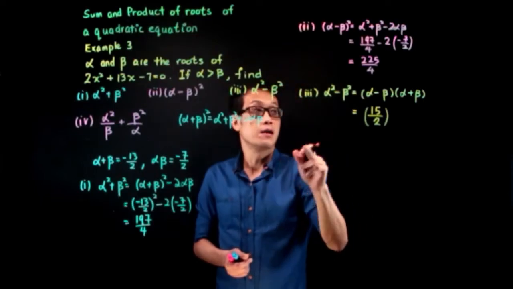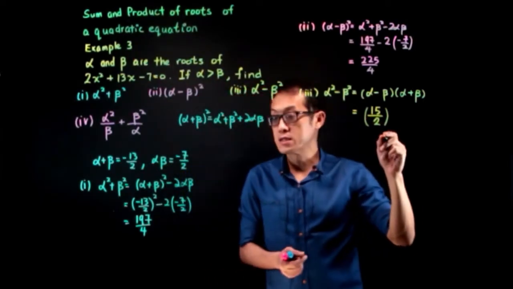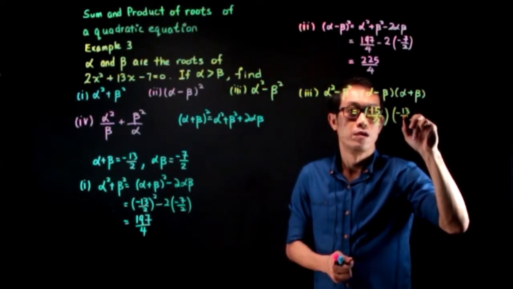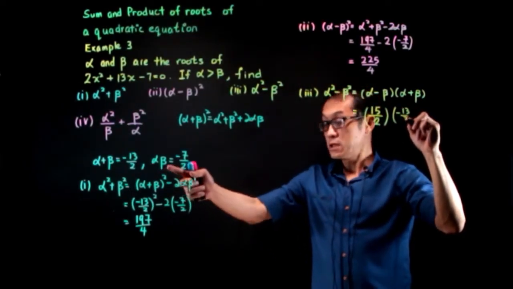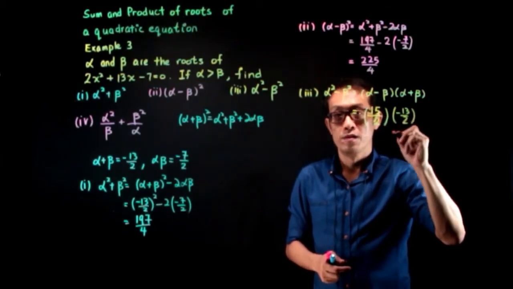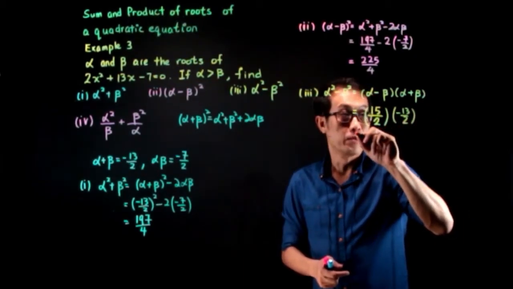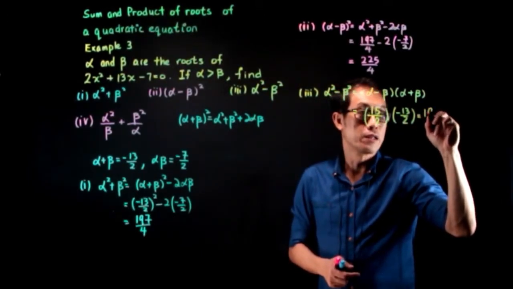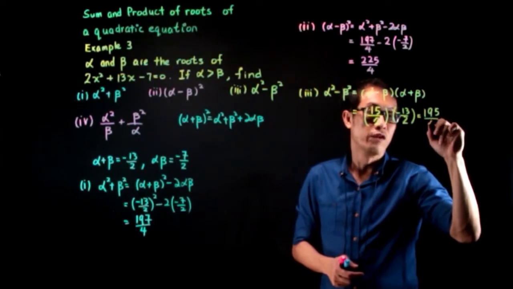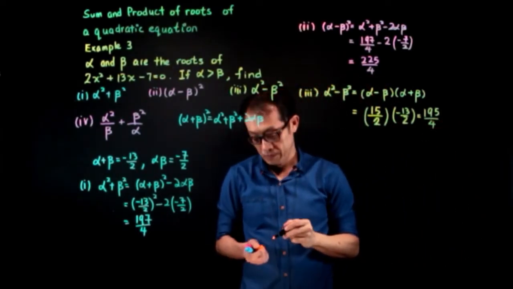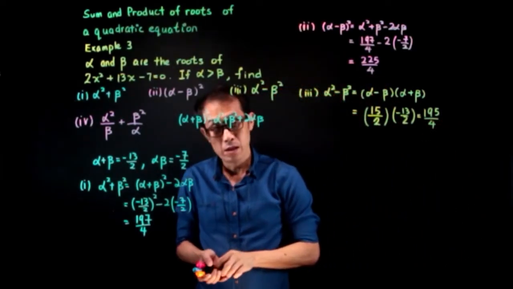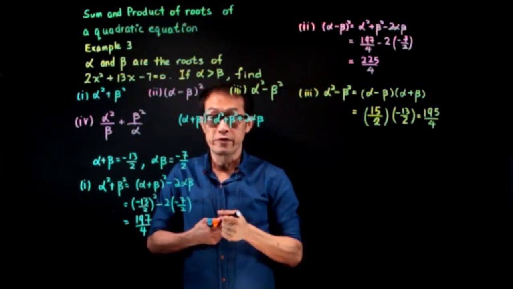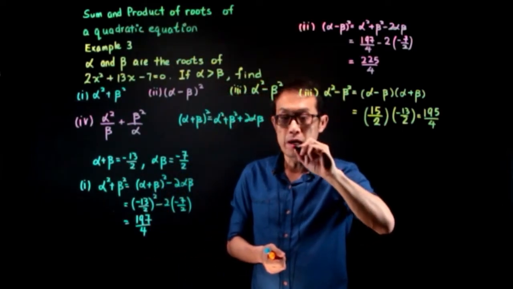Now what is alpha plus beta? Minus 13 over 2. And if you multiply out, you get 195 over 4. Now let's do the last part of it, part 4.